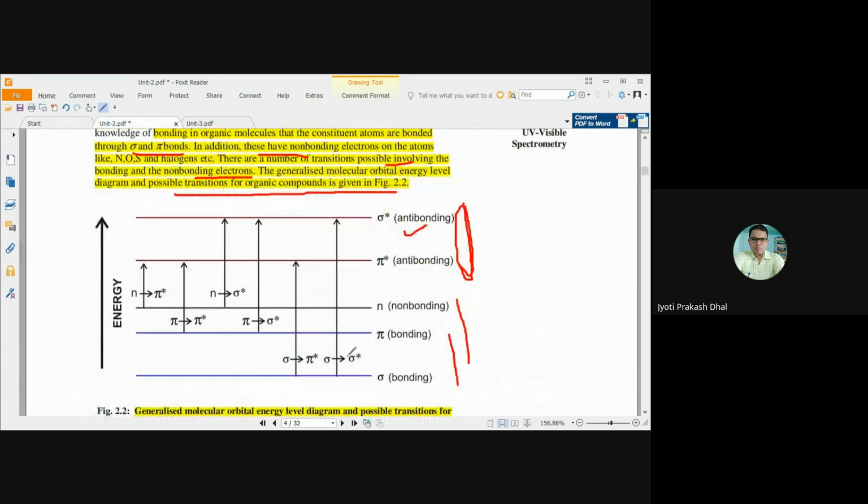The first possible transition is of an electron from a sigma bonding molecular orbital to a pi antibonding molecular orbital, sigma to pi star. The second is sigma to sigma star. The third is pi to sigma star. Then pi to pi star, then n to sigma star, then n to pi star. These are the six possible electronic transitions that may take place when the sample is irradiated with electromagnetic radiation of different wavelengths.